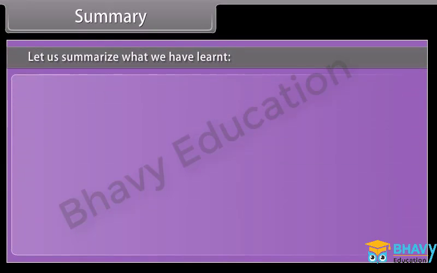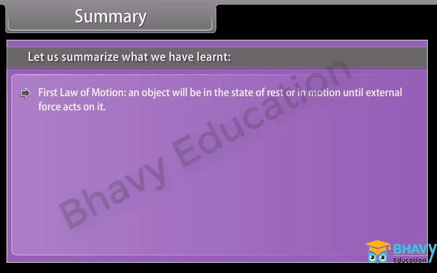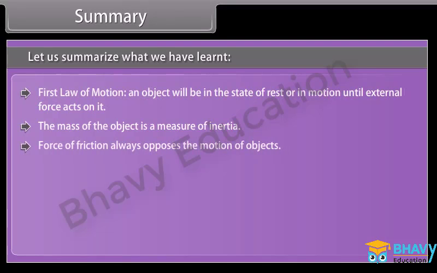Summary. Let us summarize what we have learned. First law of motion. An object will remain in a state of rest or of motion until an external force acts on it. The mass of an object is a measure of its inertia. Force of friction always opposes the motion of objects.